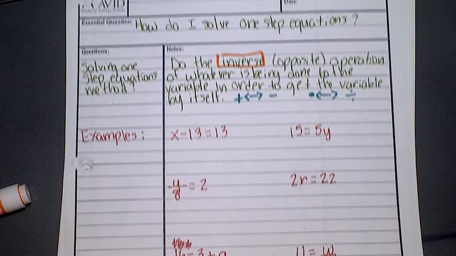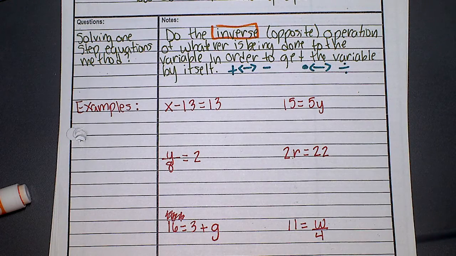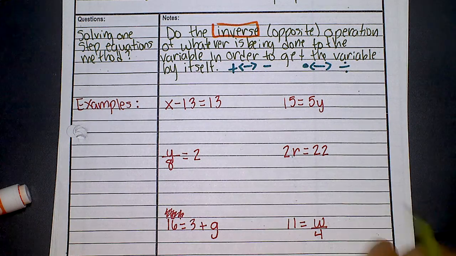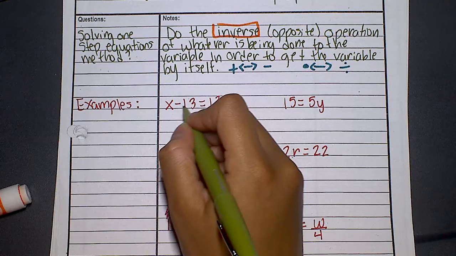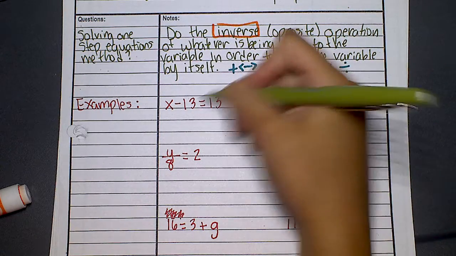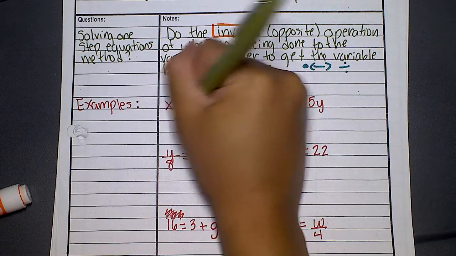So let's say that we have the equation x minus 13 equals 13. So what you're going to do is, because the original problem is subtraction, instead of subtracting, we're going to do the inverse operation, which means add 13.